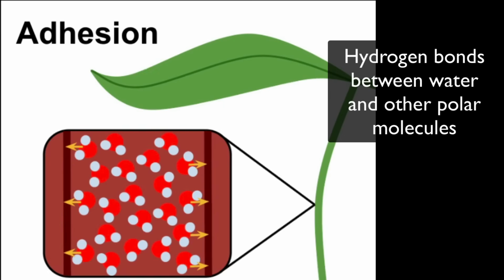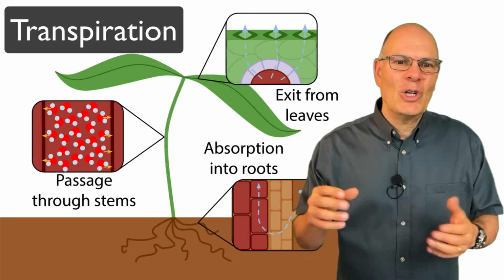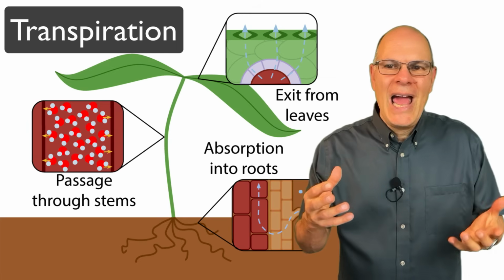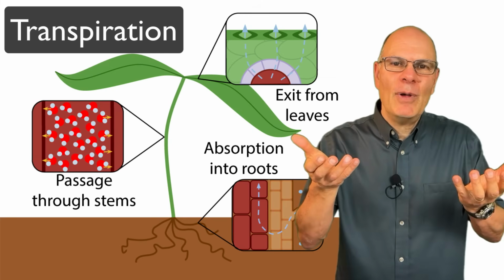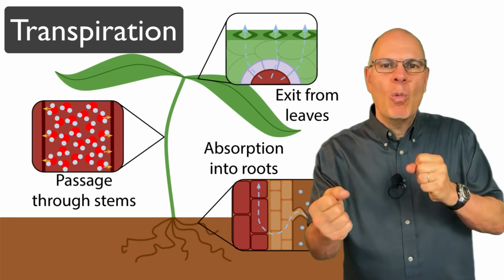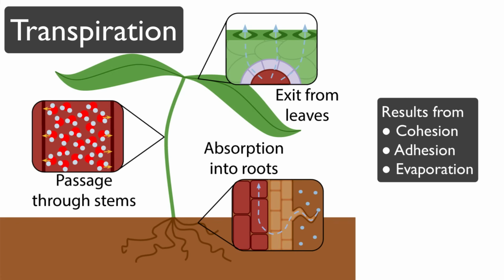Adhesion is water sticking to other stuff. So for example, here you see hydrogen bonds between water molecules and the cellulose walls that make up the conductive tubes of plants, which are also called xylem. A phenomenal thing is called transpiration, which is how water gets pulled up to the top of trees. And that's all based on water's ability to cohere to other water molecules and to adhere to the sides of the conductive tubes of plants as water evaporates from the top.